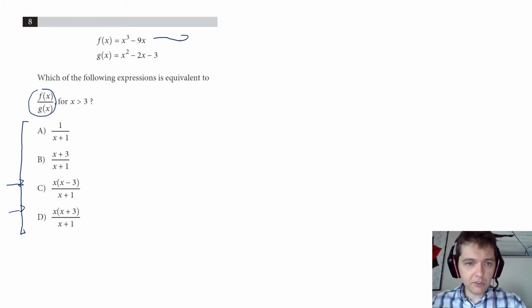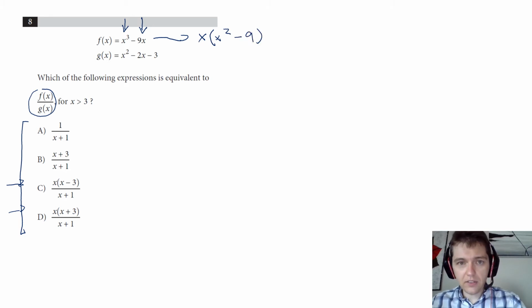So for f of x, you see that there's x in both terms, so you can simplify this to x times x squared minus 9. You can see that this can easily be factored. And I'm going to go pretty quick through these factors. If you want to see another video on factoring where I can really go in depth into the methods, let me know. But for now, I'm going to do them pretty quick for the purpose of this video.